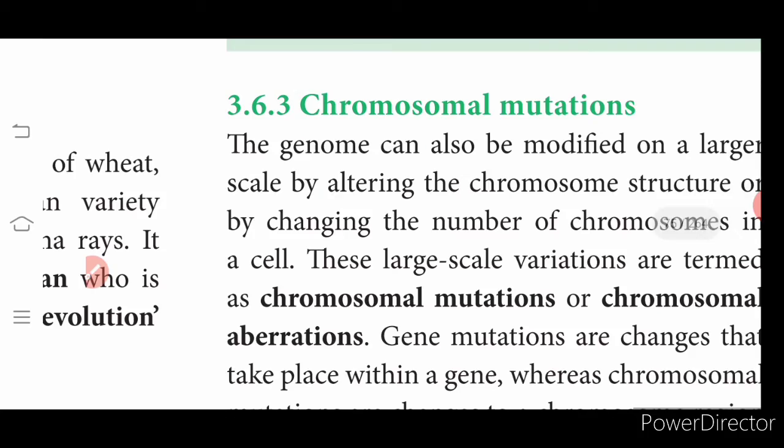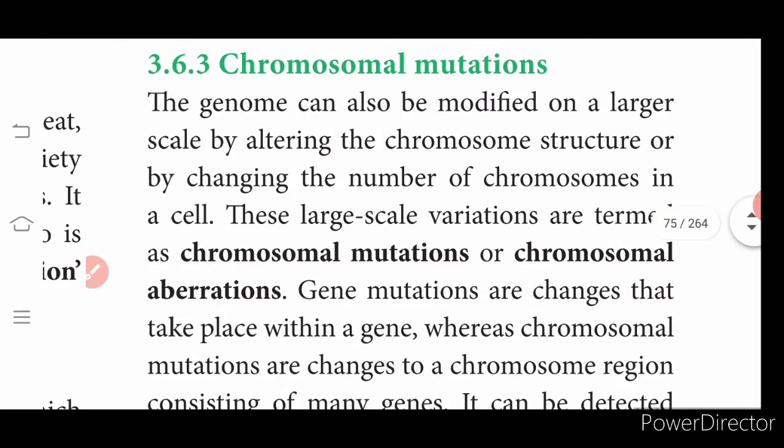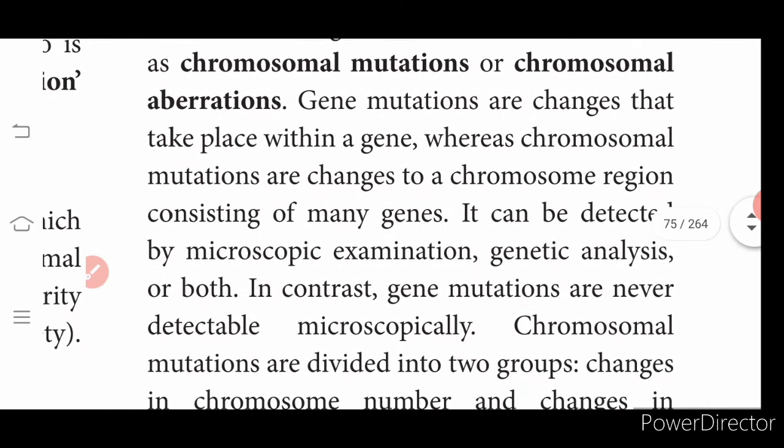Okay, so far we have learnt about the mutagenic agents. They are of two types, physical and chemical. Now we shall learn about chromosomal mutation. The genome can be modified on a large scale by altering the chromosome structure or by changing the number of chromosomes in the cell. This large scale variation is termed chromosomal mutation or chromosomal aberration. Follow? Chromosomal mutation or chromosomal aberration.